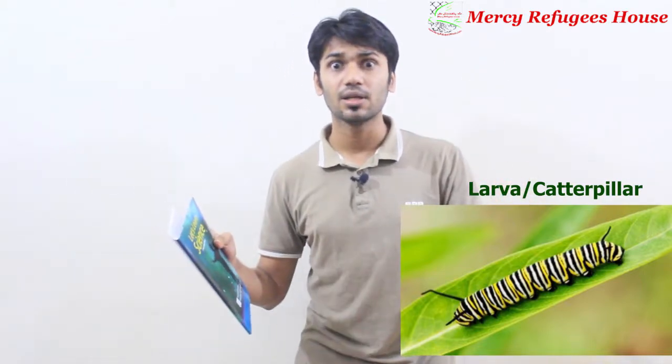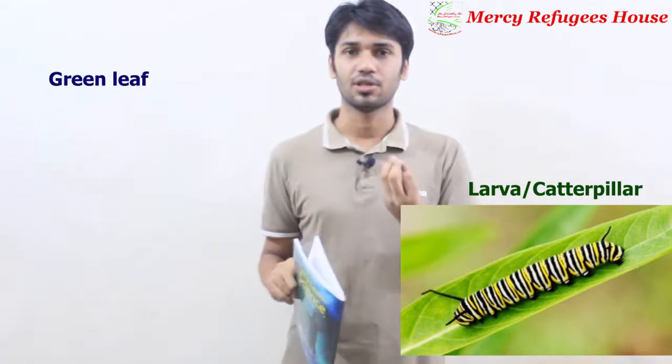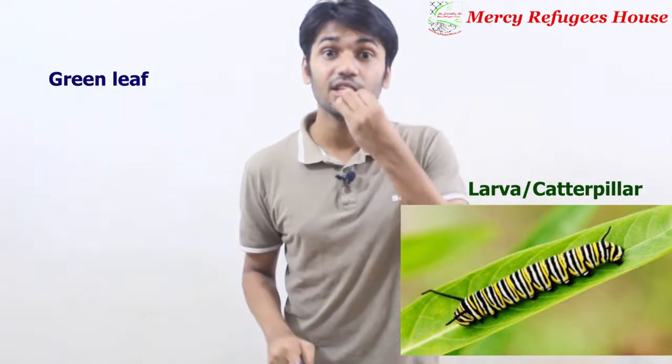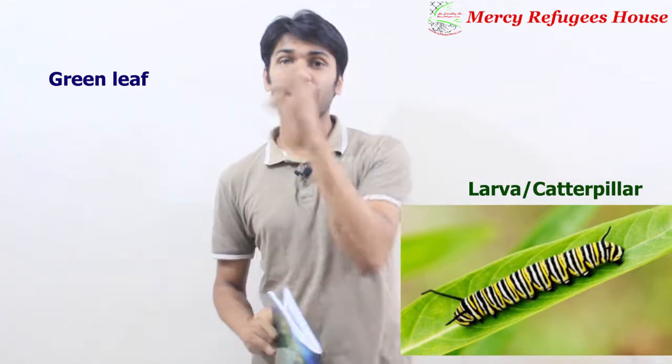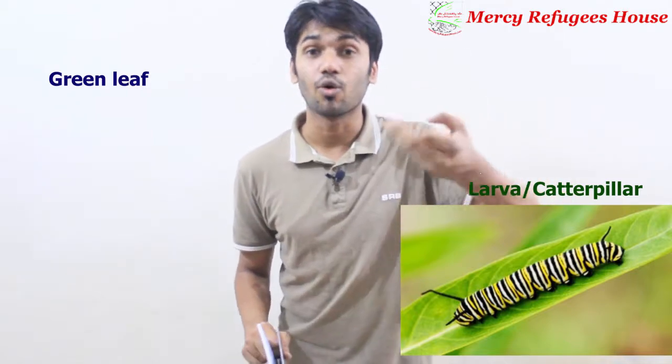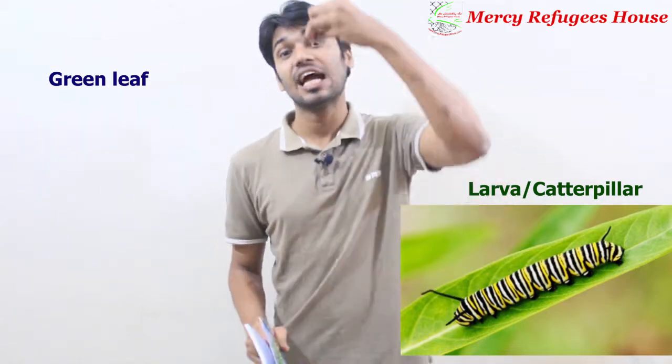Now, what happens to this larva? How does it survive? Oh, they start eating the green leaves. Look at this picture. Just like this picture, they eat the green leaves. ওরা কি খায়? ওরা সবুজ পাতা খায়. And they keep eating and eating all day.